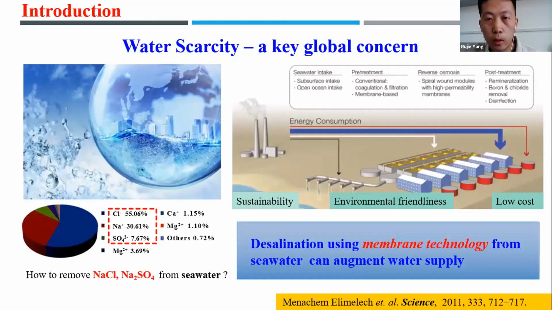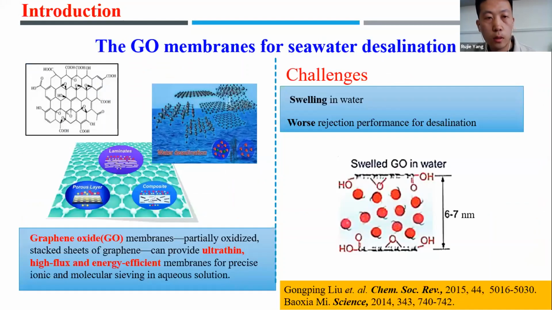Water scarcity is a key global concern, and desalination using membrane technology from seawater can largely increase clean water supply, due to its sustainability, environmental friendliness, and low cost. In recent years, graphene oxide membranes have shown great potential in membrane separation due to advantages such as being ultra-thin, high flux, and energy efficient.